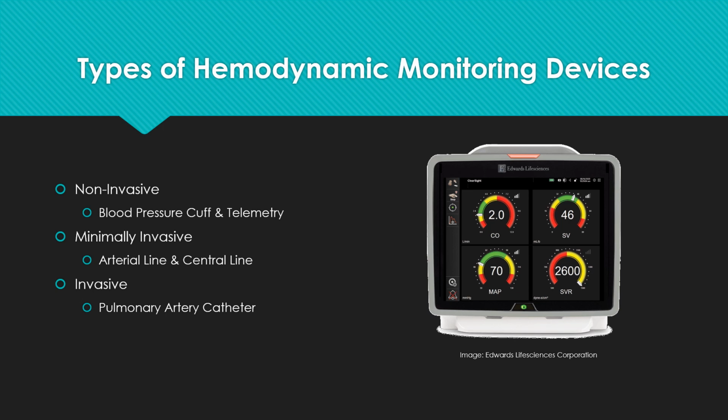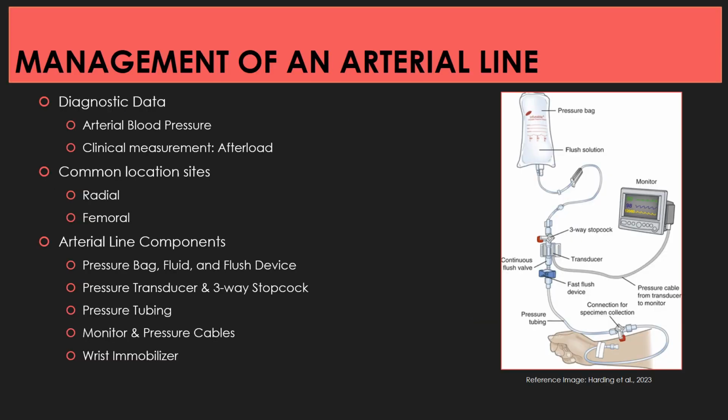So looking at our devices, we have a non-invasive, which would be the blood pressure cuff, looking at the patient's heart rate, and now you guys are learning about telemetry. Minimally invasive would be our arterial line and central line, and then the invasive type would be the pulmonary artery catheter. The first device we're going to discuss is arterial lines, also known as ART lines or A lines.